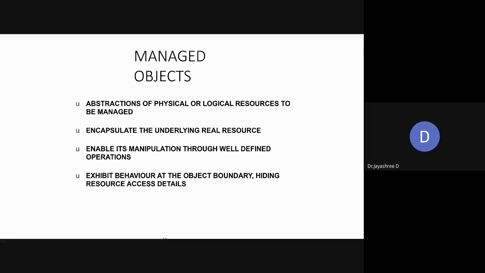How the managed object should be is that you have an abstraction of physical or logical resources. Physical resources are definitely anything you can see with your eye. Logical resources are not seen by your eye; you can only see them visibly in a system itself, such as your logical address, or any notification, or even an event in the end system. These types of logical resources have an abstraction for a managed object as well as support and manage objects also. So it encapsulates the underlying real resources, enables manipulation through well-defined operations, and exhibits behavior at the object boundary, hiding resource access details. You cannot allow everyone to access your resources unless the permission has been set, right? Everything will be defined or modeled properly in a modeling manner.